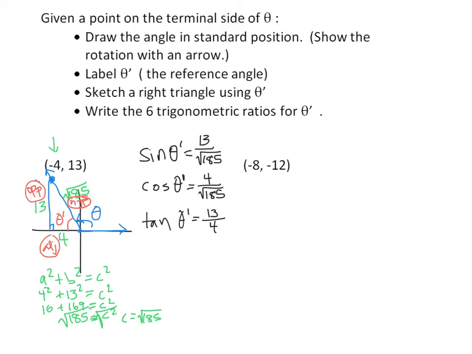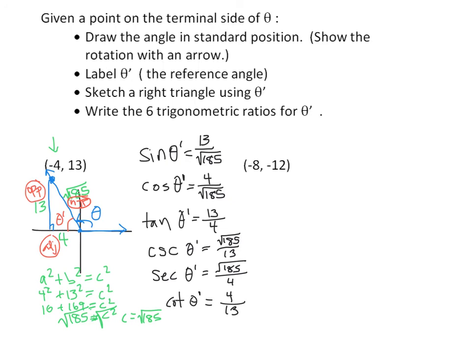Now, the reciprocal of sine, remember, is cosecant. So the cosecant of theta prime is the reciprocal of sine, so square root of 185 over 13. The secant, which is the reciprocal of cosine, is square root of 185 over 4. And lastly, we have the cotangent of theta prime. Cotangent of theta prime will be the reciprocal of tangent, so 4 over 13. And those are the 6 ratios for this diagram.